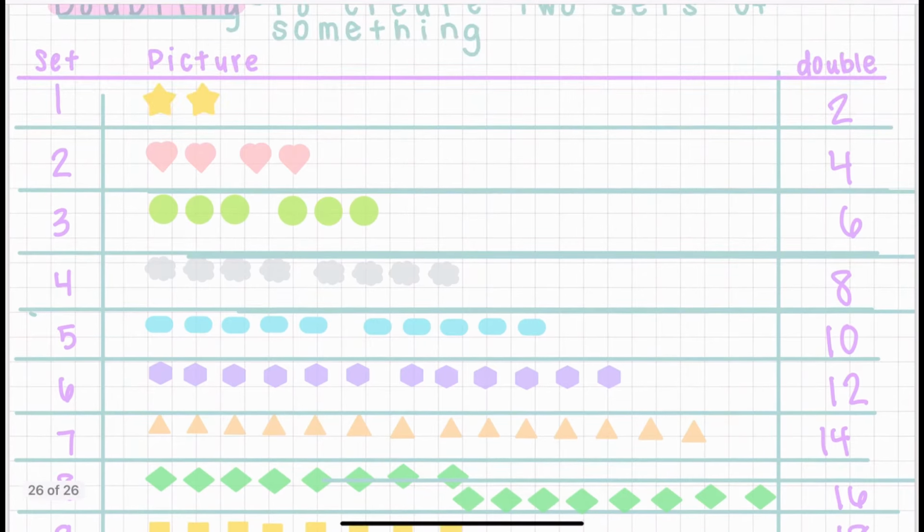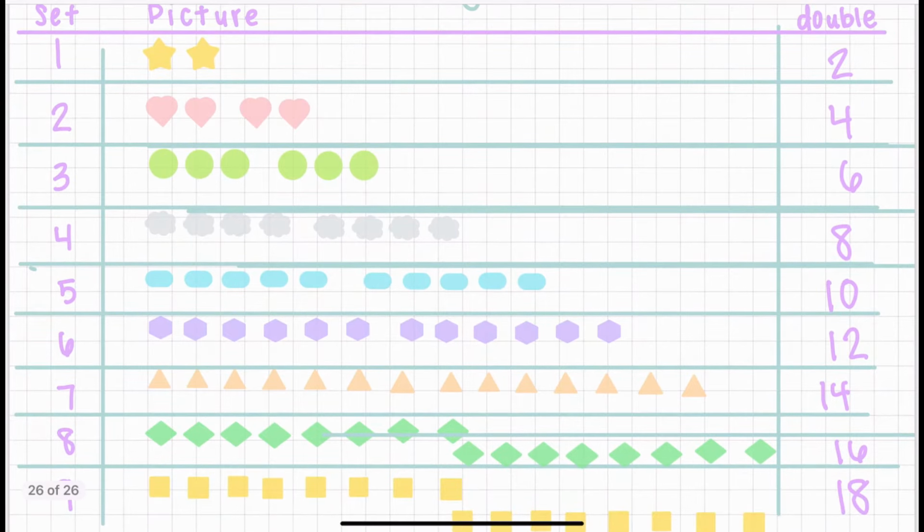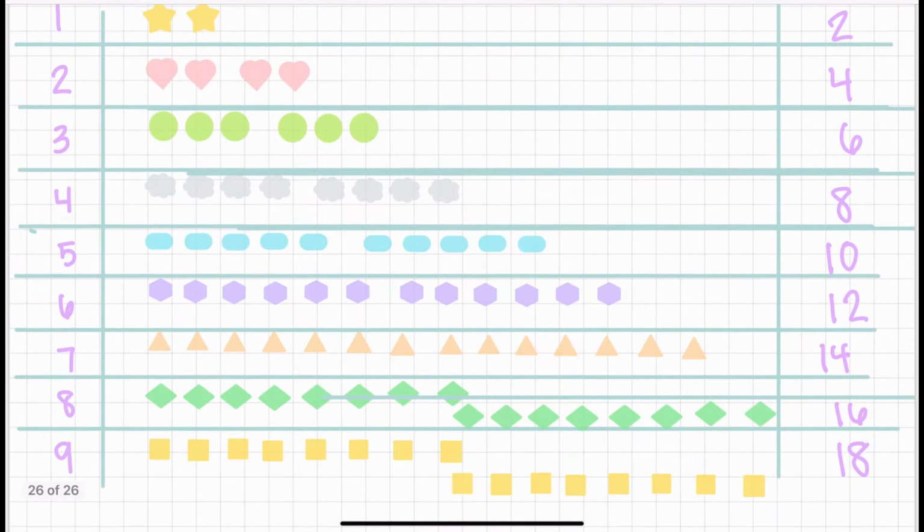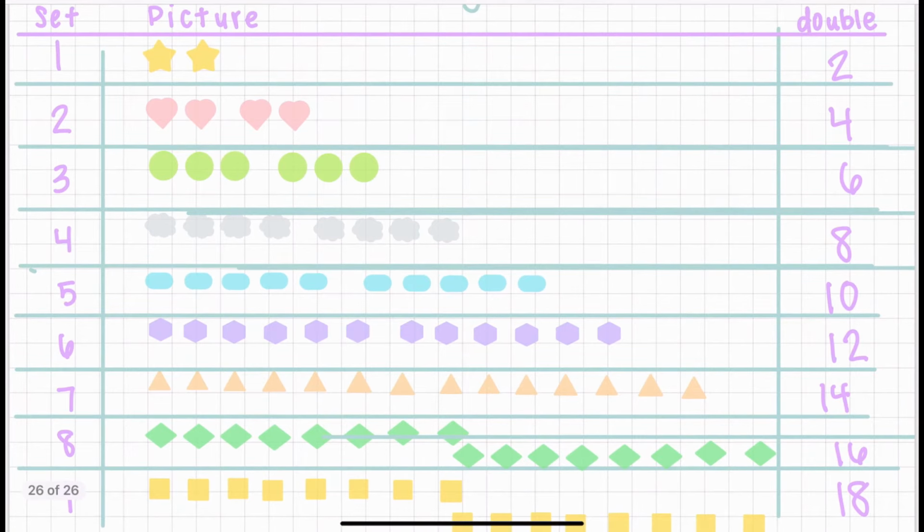Okay, so we have now seen what it looks like to double the single digits of 1 through 9. And so over here we have our original set, we have a picture, and its double. So as you see, our doubles are even numbers. Okay, so now we're going to think about how we can apply this knowledge to be able to double larger numbers.